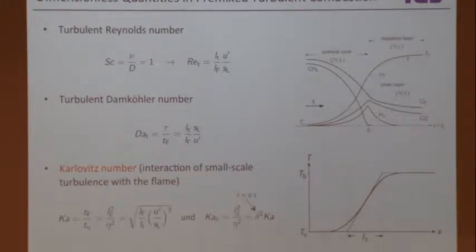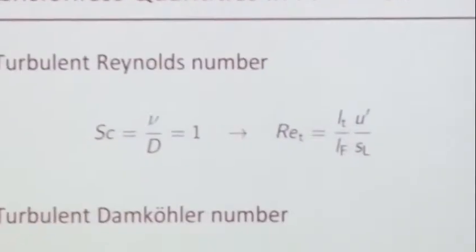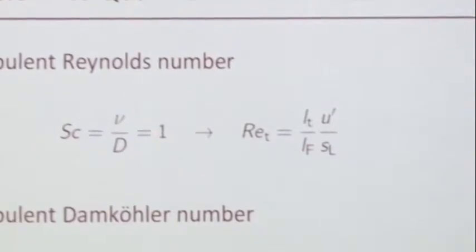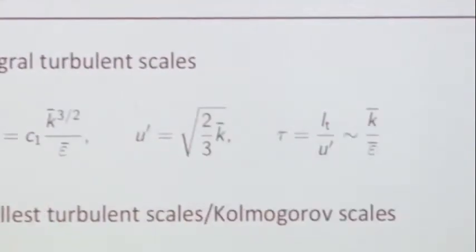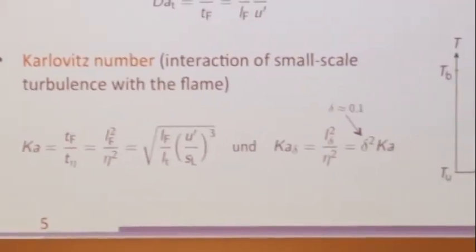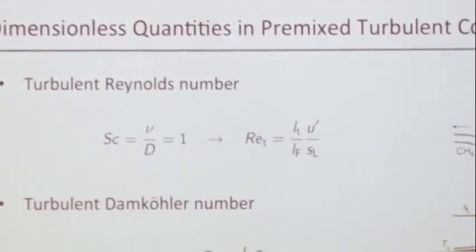And so we define a few non-dimensional groups. The Schmidt number, nu divided by D. We want to assume for simplicity that it's equal to 1. We can always replace nu by D and vice versa. And then we can define a Reynolds number. The turbulence Reynolds number is LT times U prime divided by nu. But nu is the same as D, and D is the same as LF times SL. So I can write the Reynolds number as LT U prime divided by LF times SL.